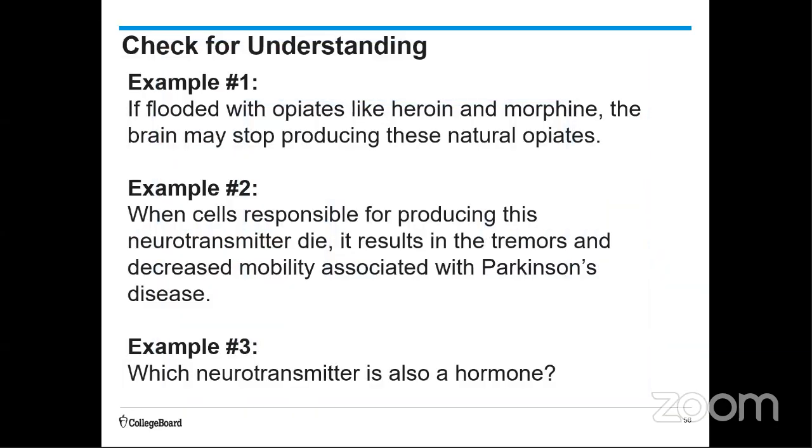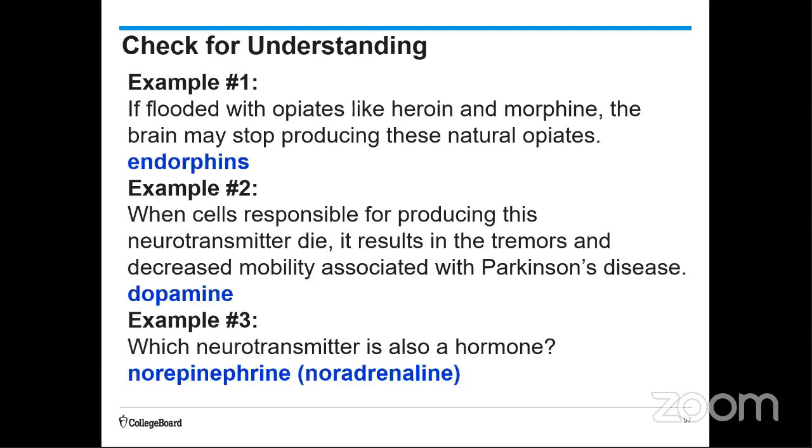Okay, so let's take a look at some of these examples of these neurotransmitters in real situations. Okay, let's see how you do.